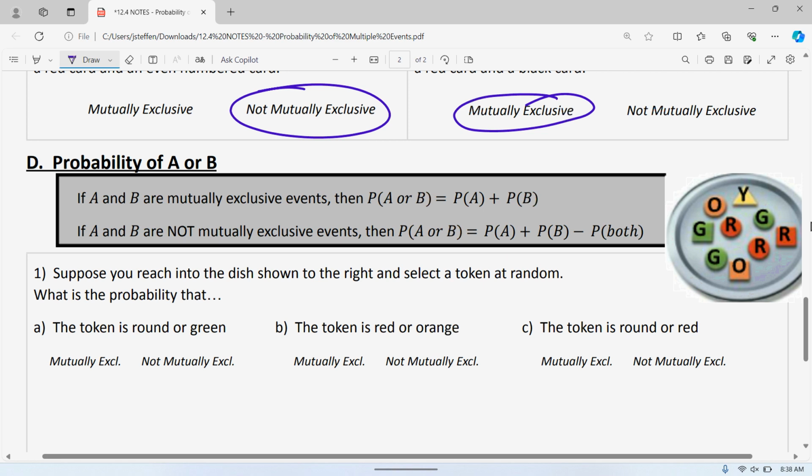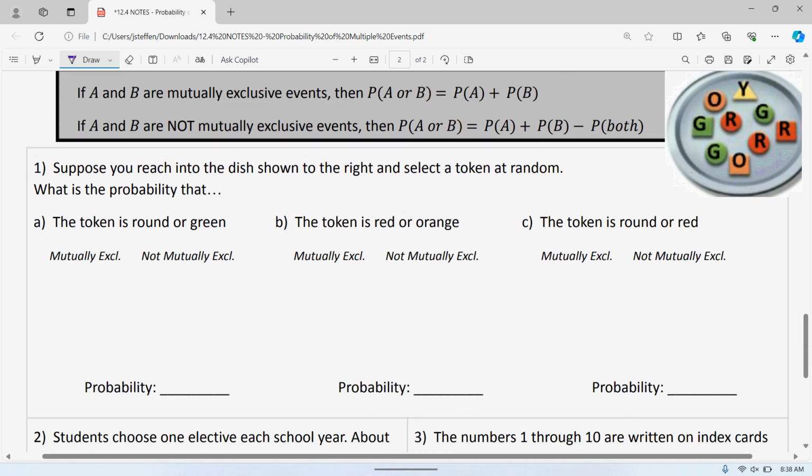What is the probability that the token is round or it's green? Again, technically, on here we should decide if it's mutually exclusive or not. So double check, is there anything that is both at the very same time? Is it both round and green? Round and green, yeah, we have these two. Those two are both round and green, so they do not exclude each other, so they're not mutually exclusive.